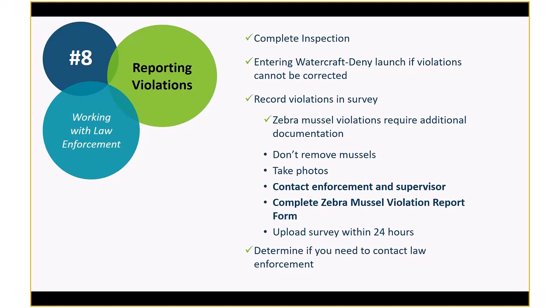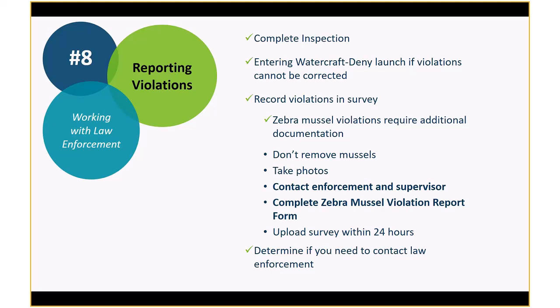If the watercraft is entering, deny launch if all violations cannot be corrected at the access. An example is that you cannot remove the zebra mussels that are attached to a watercraft and there isn't a decontamination unit available to decontaminate the boat before they launch. Be sure to record any and all violations in the survey, like drain plug, plant, and other violations.